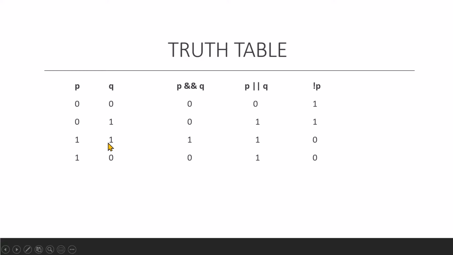Now P is true and Q is true. So P and Q is true. P or Q is also true. But is P false? No, P is true, right? And therefore it prints out false. And lastly, P is true, Q is false. P and Q is false because both these need to be true if we want this condition to be true. P or Q is true because either of them need to be true for this condition to be true. Is P false? No, P is true, and therefore this prints false.